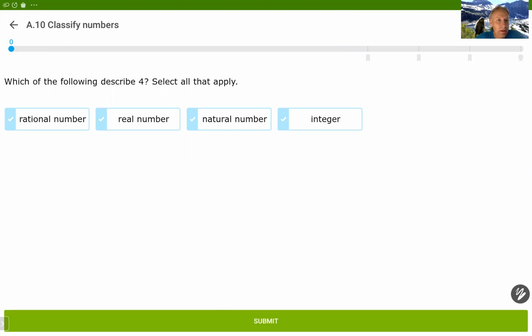Which of the following describe 4? Select all that apply. So 4 is an integer. 4 is a natural number. That is 1, 2, 3, the things we count. It is, of course, a real number, and it is a rational number. It is all 4 of these, so we're supposed to select them all.